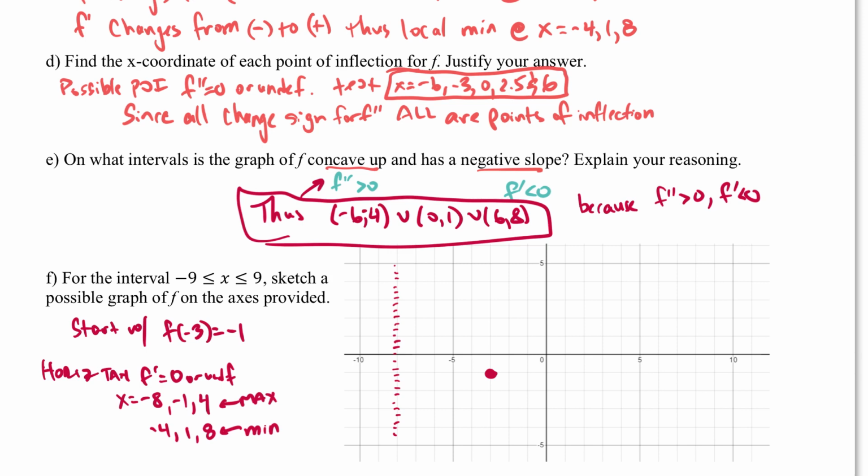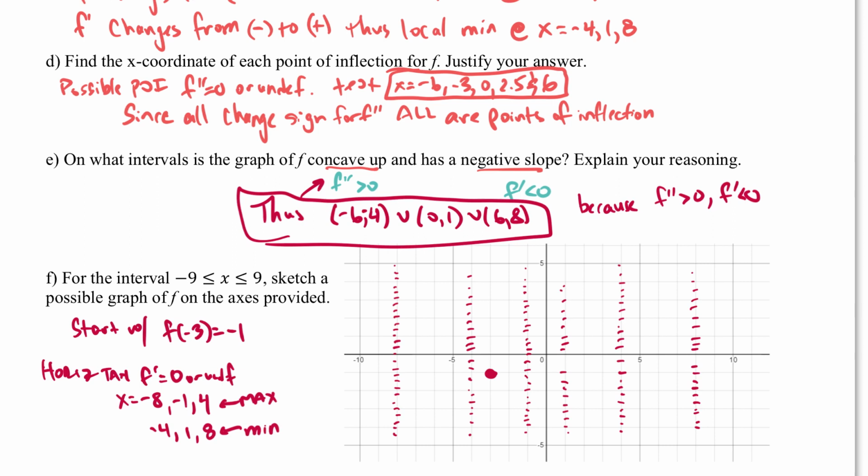And then I will do the same thing at -1. So I know that the original graph flattens out right there. Then I will do that at 4 right here. I don't know how high up or how low it goes yet. Okay, then let's do the minimums at -4. We're going to have a minimum, so it will flatten out on the original graph of f. And then at 1. And then another one occurs at 8. 6, 7, 8 right here. So it will flatten out and reach a minimum.